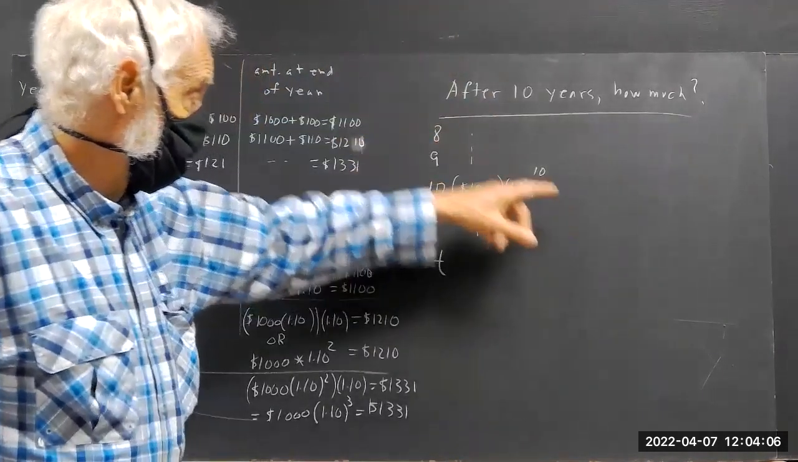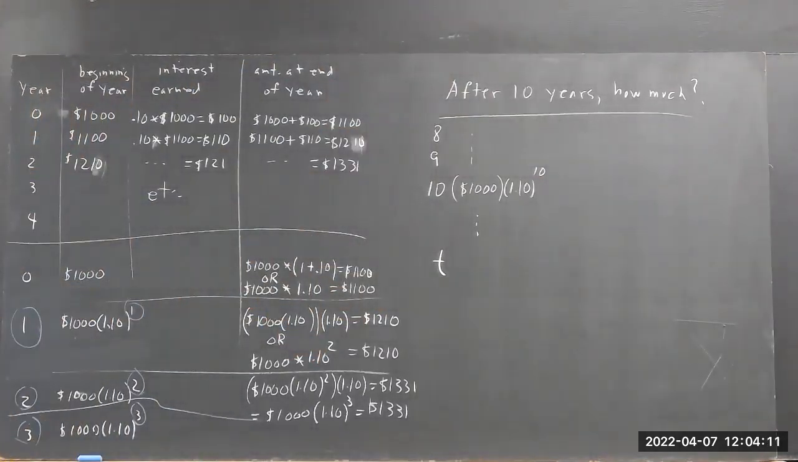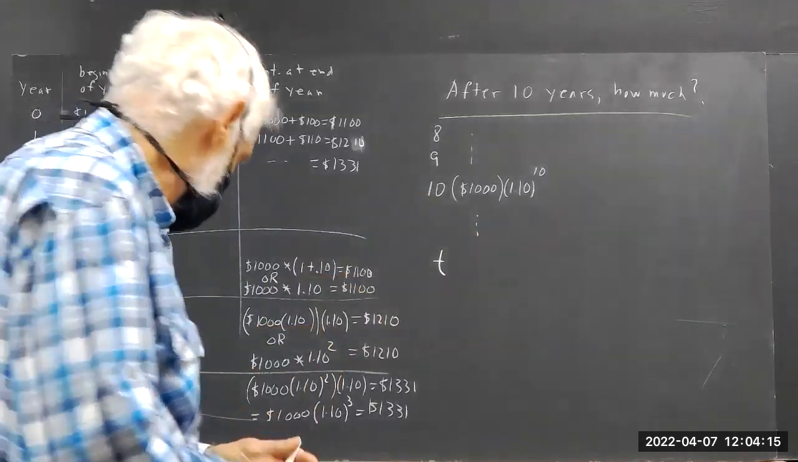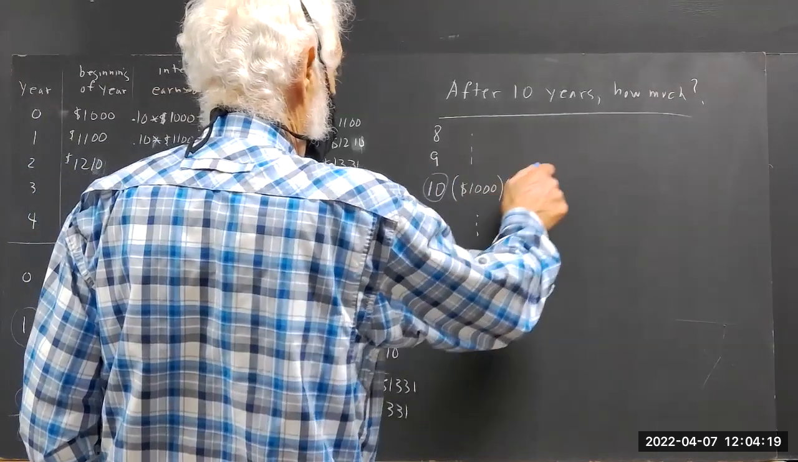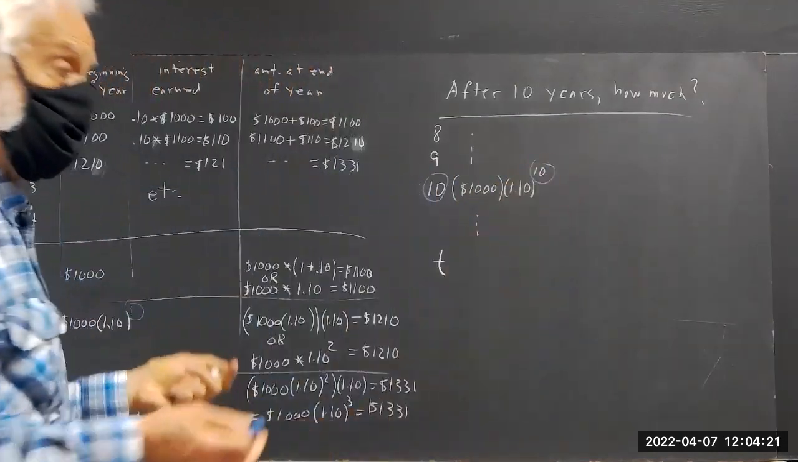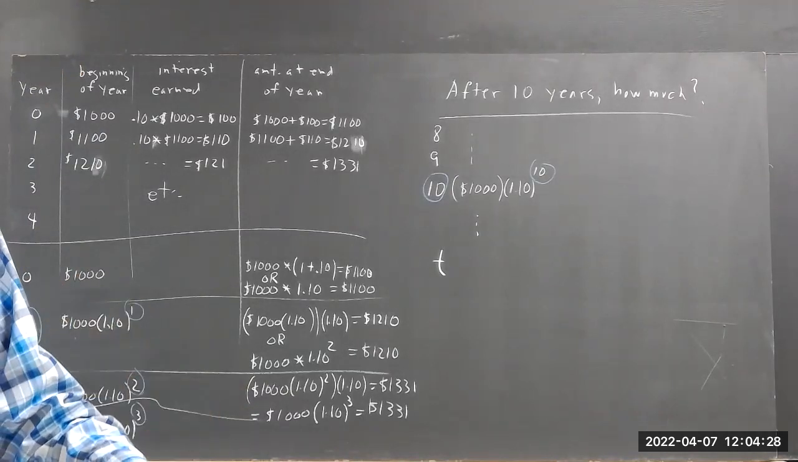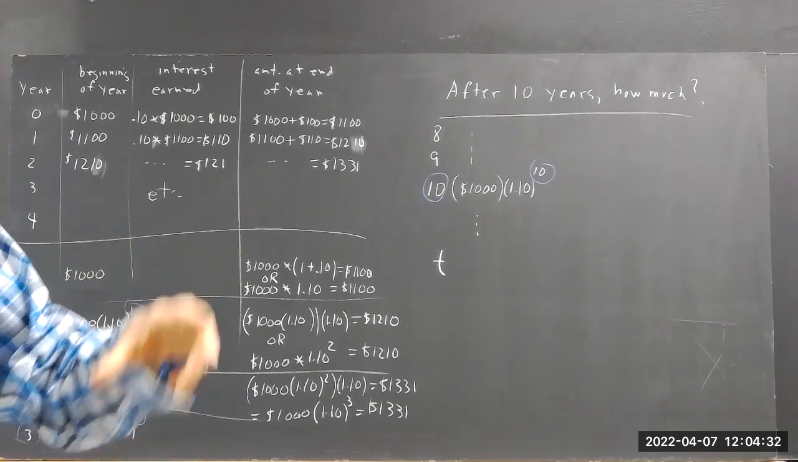I forgot to record. After 10 years, well, if you just think of extending this table, when you get to the 10th year, you're still going to have the same pattern. After 10 years, you're going to have this. Well, if the pattern continues, that's what you're going to have. But why does the pattern continue? Because every year you're multiplying by 1.10, which is equivalent to adding 10%.